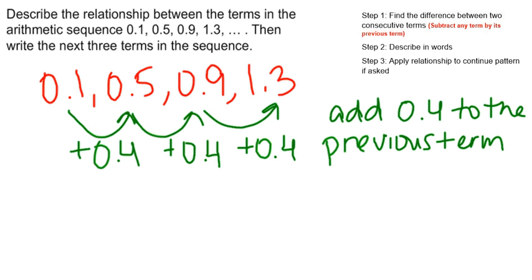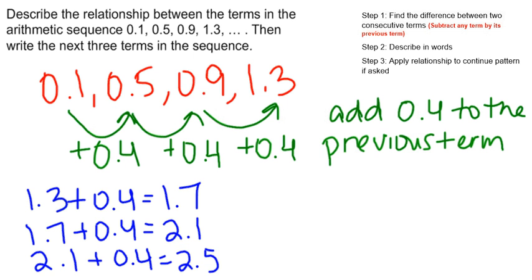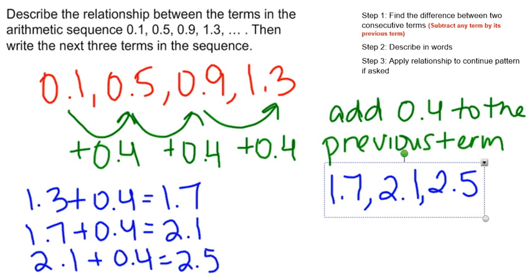And then we're going to just continue this pattern. So 1.3 plus 0.4, which is 1.7. Then 1.7 plus 0.4 equals 2.1. And then 2.1 plus 0.4 equals 2.5. So the second part to our question is going to be extend the pattern, and this is our extension for the next three parts.